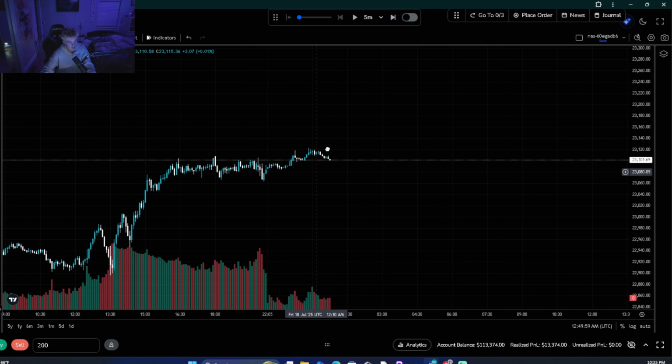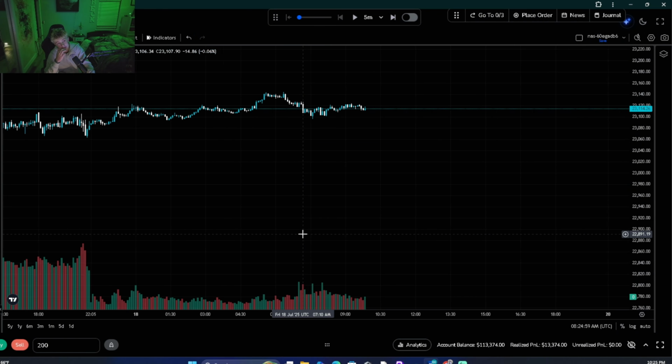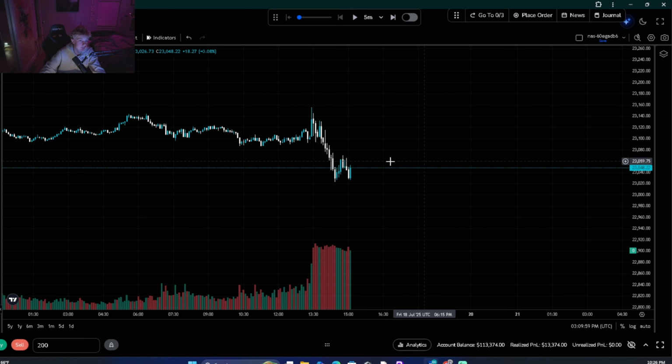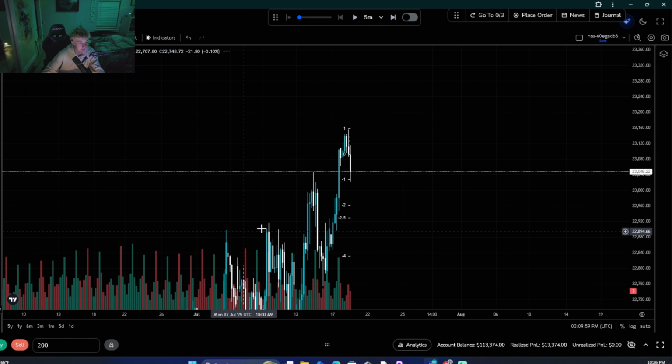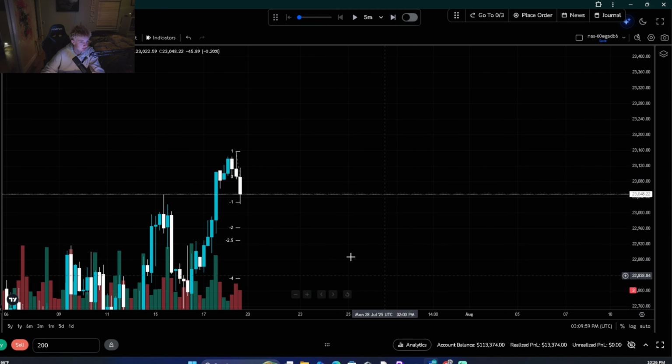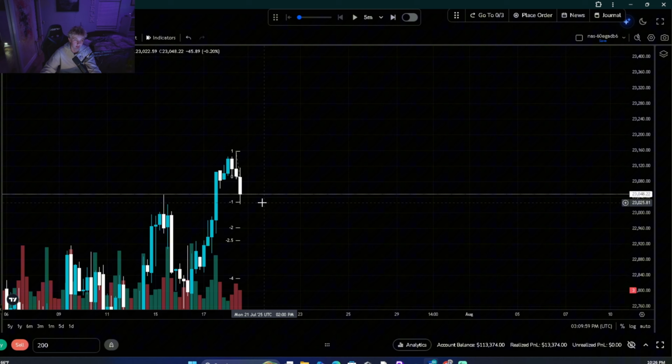Okay. Let's go. Here we go. This is a little manipulation leg, but here we go. This is what we want to see. So we'll go to the 4 hour. Okay. This would have been good. Right in the middle of this 4 hour gap. This would have been good.